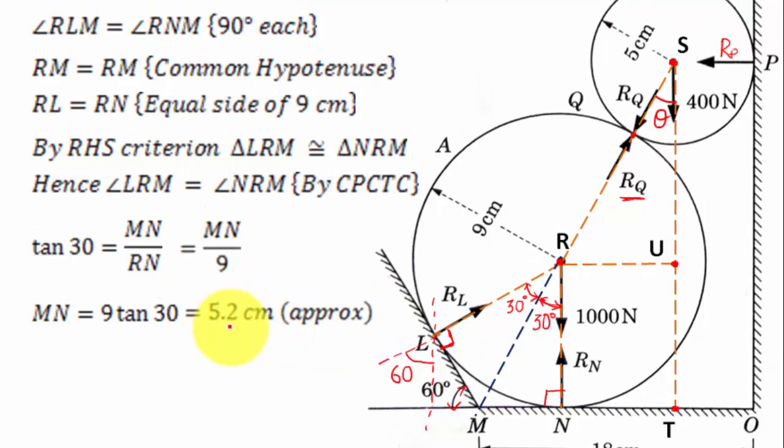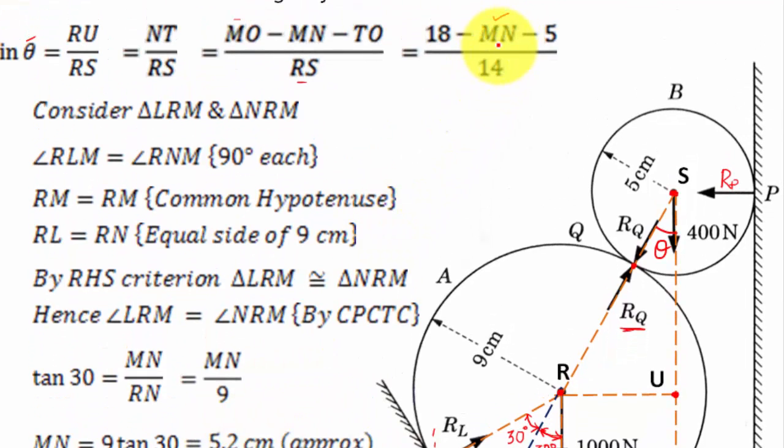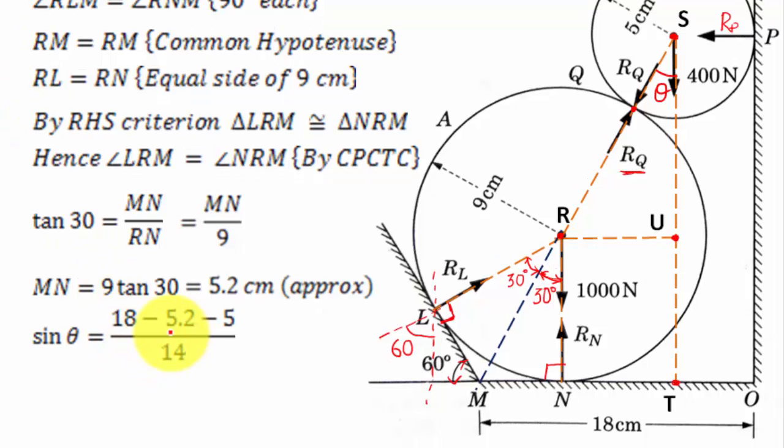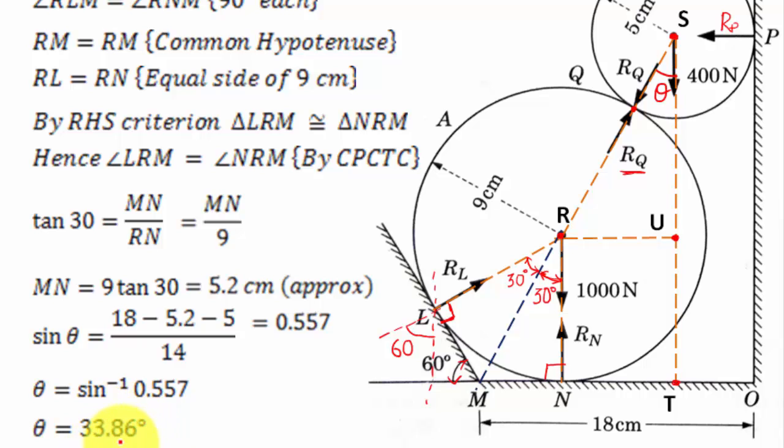Now put the value of MN equal to 5.2 in this equation, and then you can proceed for calculation of theta. Sin theta will eventually be equal to 0.557, and theta will be equal to sine inverse of 0.557, and theta finally works out as 33.86. So we have ultimately got the value of theta. Theta is equal to 33.86. Oh man, this is really crazy stuff.